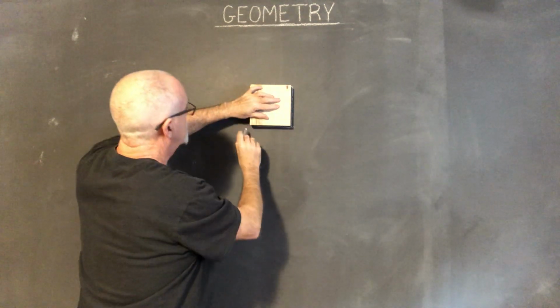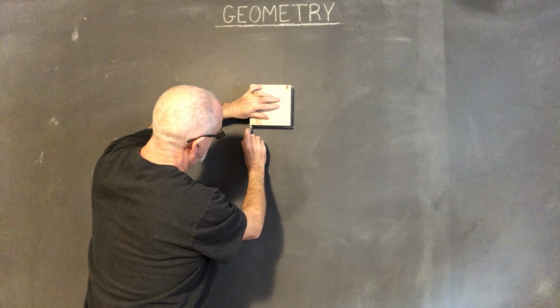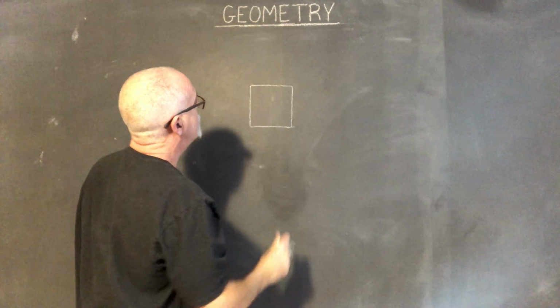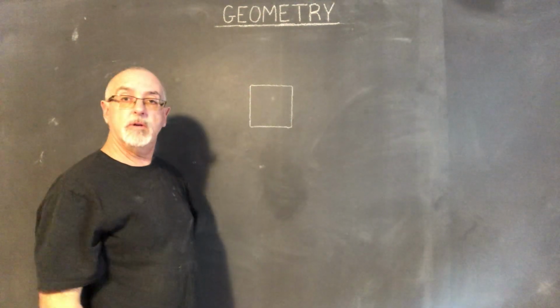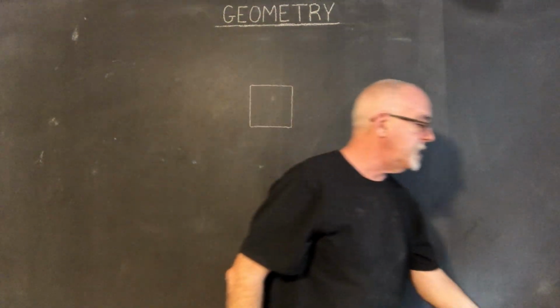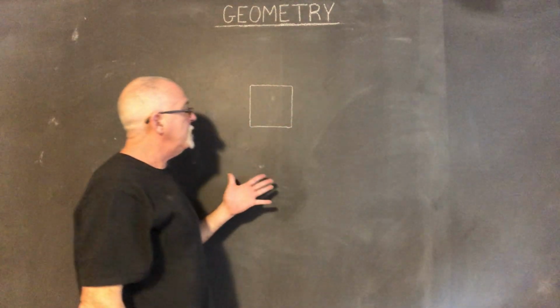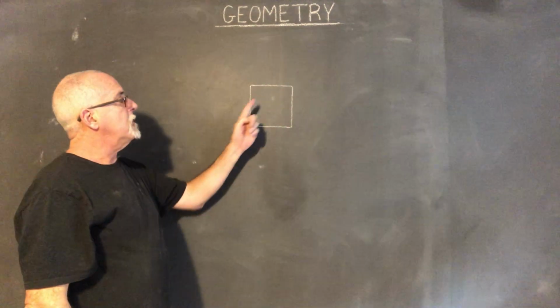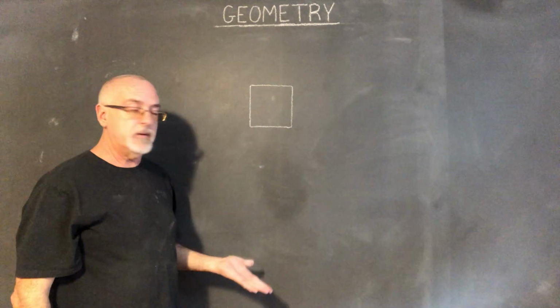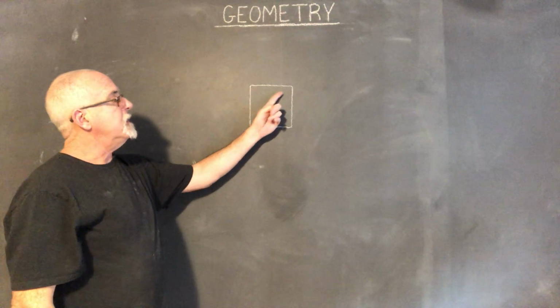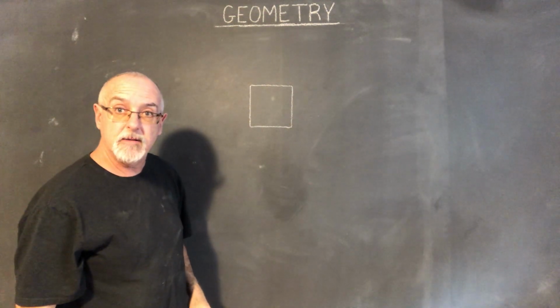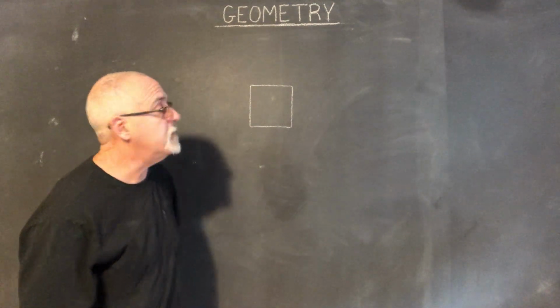what I am doing is drawing a square. Pretty good. I drew a square. What's a square? A square is a four-sided figure where the four sides are the same length as each other, and the inside angles are right angles. They are square angles. They are 90-degree angles.